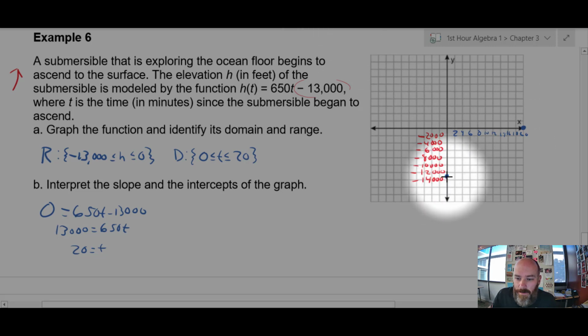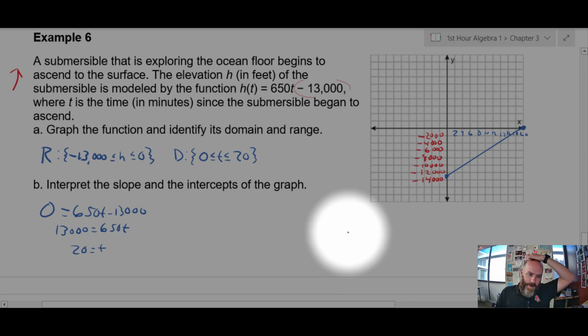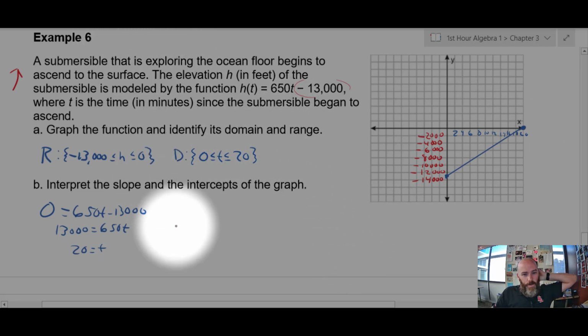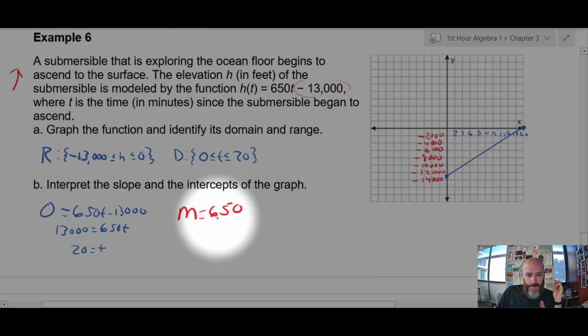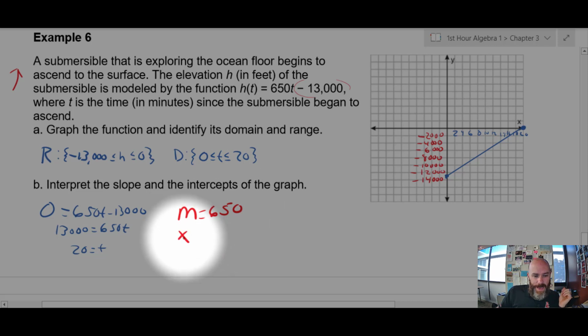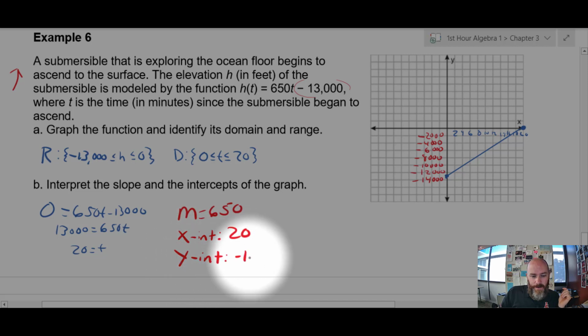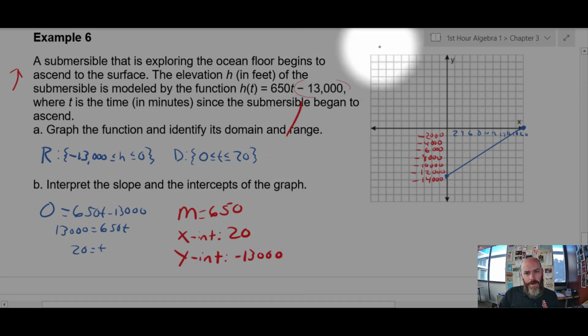So this doesn't have arrows. It's just going to go right here. Boom. So there's my graph. So I identified the domain and range. The slope is going to be 650, and then the intercepts. My x-intercept is 20. My y-intercept is negative 13,000.